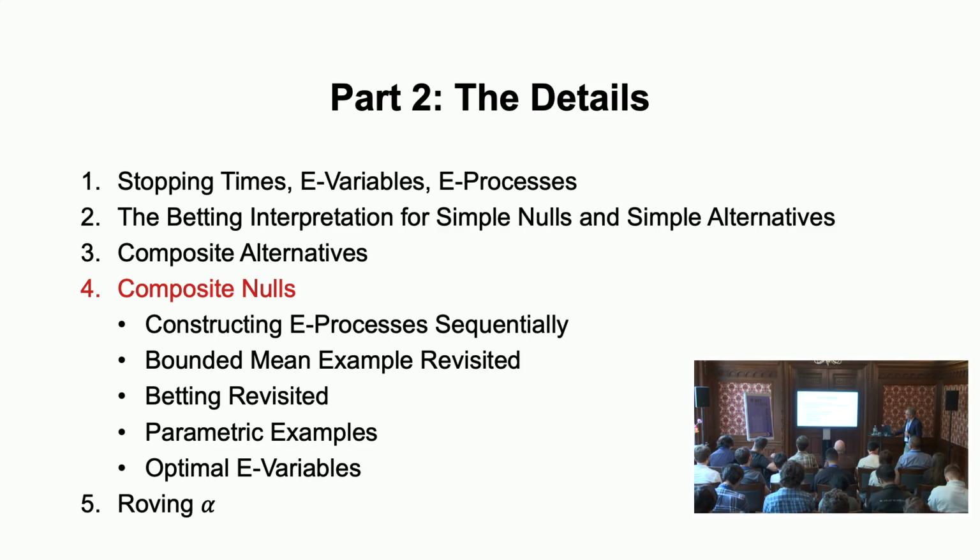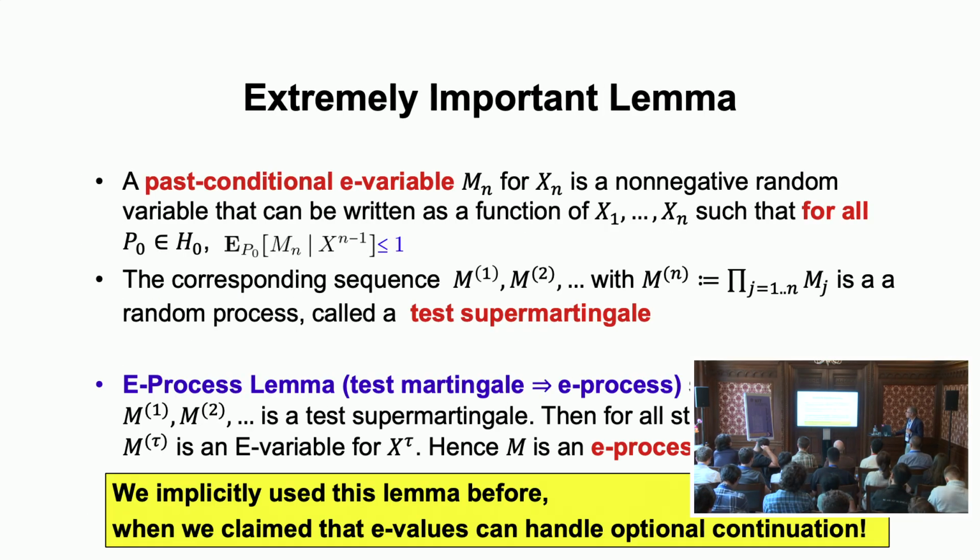I'm first going to go back to how to construct these e-processes in a sequential way. And then I'm going to go back to our bounded mean example, which you've seen before the break. That was a big example with a composite null, where we just said we want to test whether the mean of a distribution is 0, but we didn't assume that it was normal or could be discrete, continuous, whatever. We just assumed that it had a bounded support. Implicitly you've seen this before, but now I'm going to make it more precise.